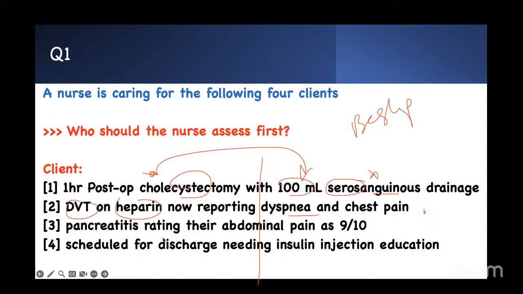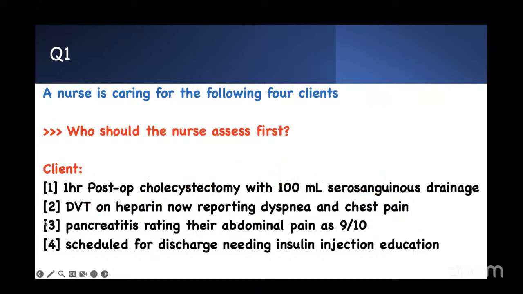The patient with pancreatitis, what? You're supposed to have pain. 9 out of 10 pain. There's no evidence of peritonitis. Therefore, even though they have 9 out of 10 pain, you should not worry about it. 100 ml of serous sanguinous. There's some drainage, but I use the word serous sanguinous. If they wanted you to worry about blood, they would put blood there. It's serous sanguinous. It's not bleeding, so don't pick it. Even though it's 100 ml, ignore it. The number 2 is the right answer.